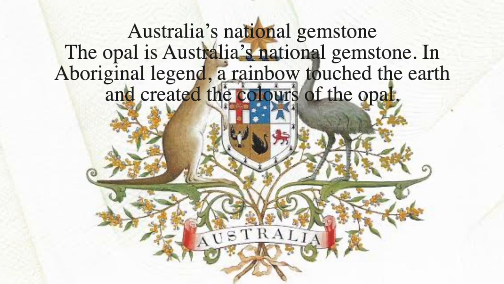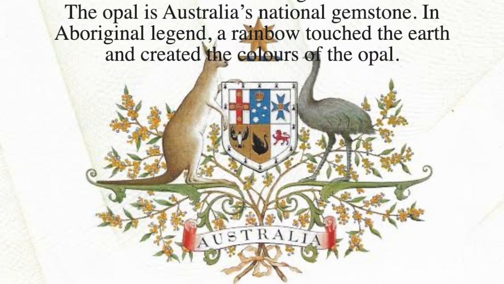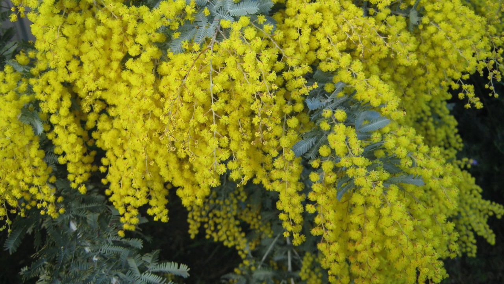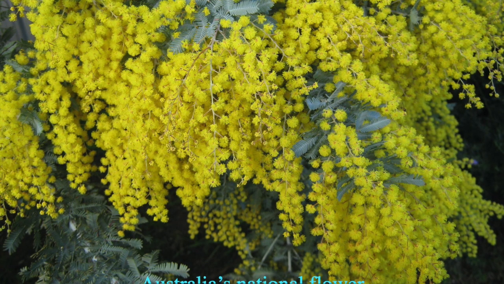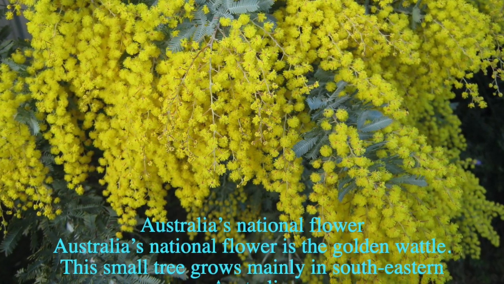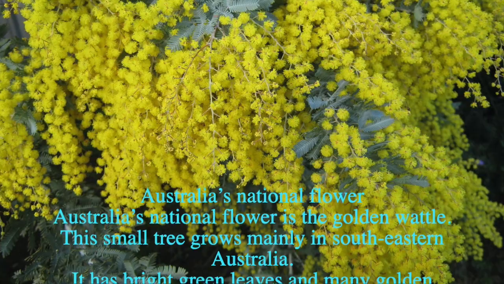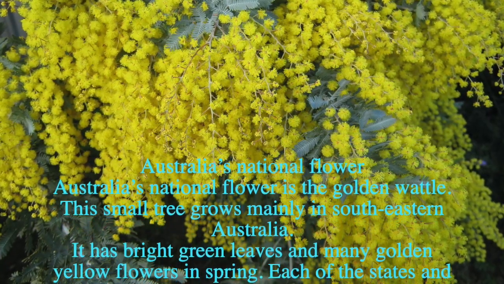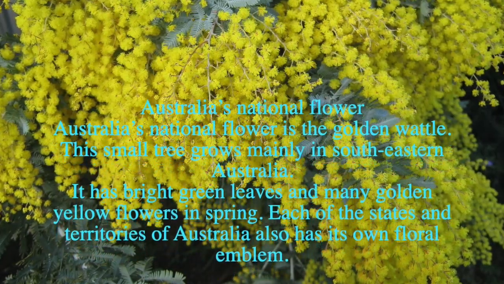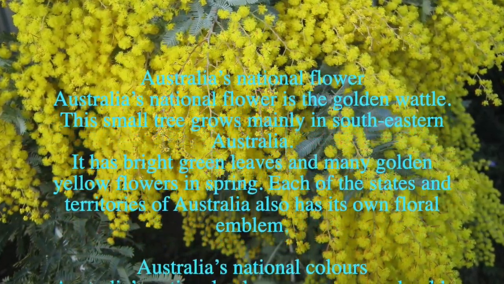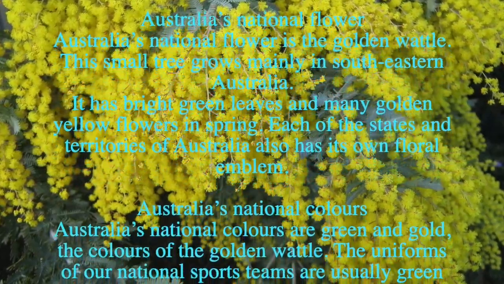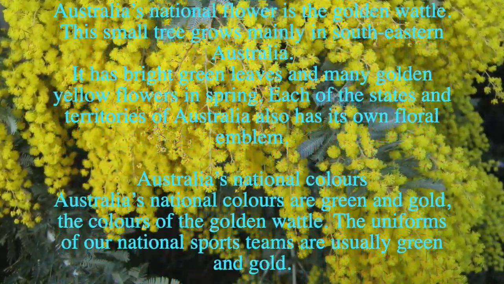So you have to remember what the coat of arms is, what it represents, and what is specific about it. And again, I will tell you, Australia's national flower is the golden wattle. This small tree grows mainly in southeastern Australia. Remember that this flower is grown in southeastern Australia, because there could be a question. It has bright green leaves and many golden yellow flowers in spring.